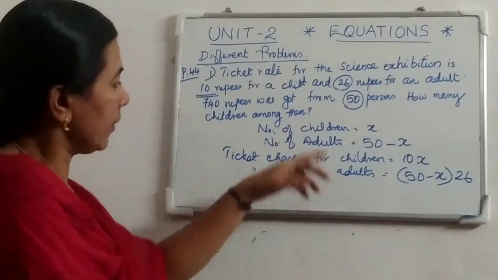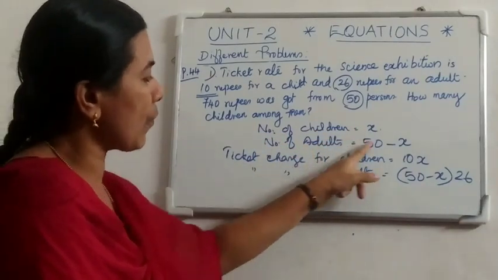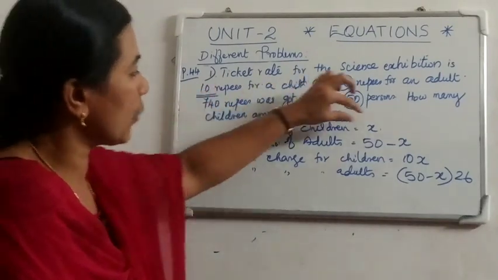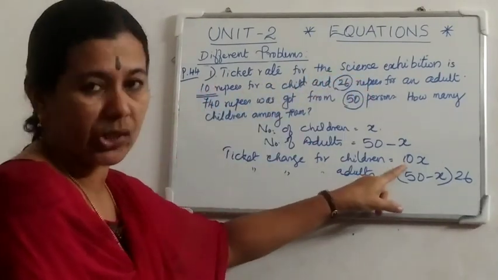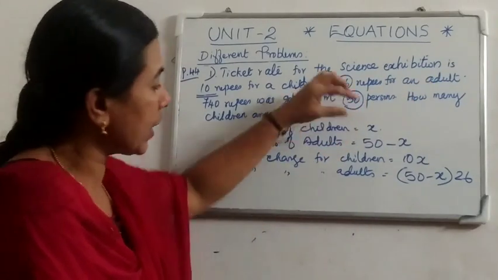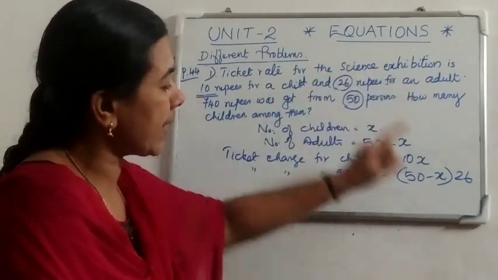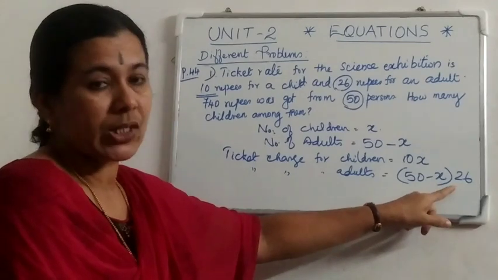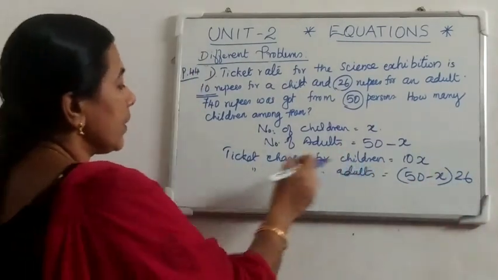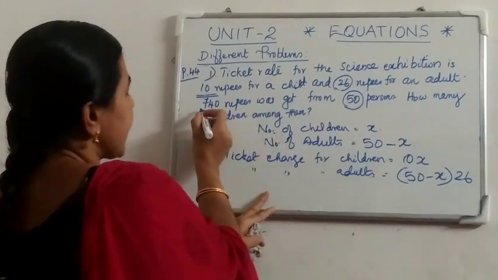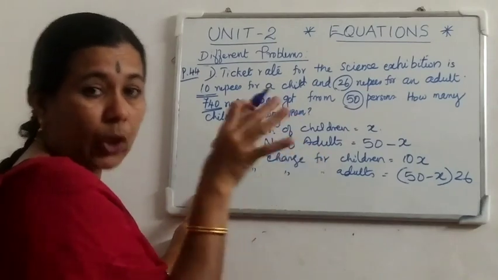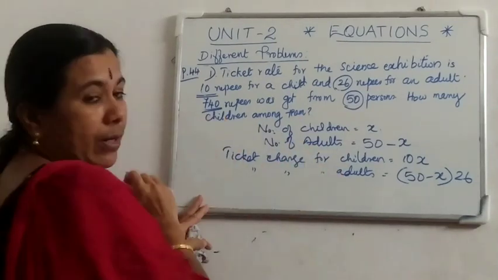Got the idea? Number of children x, number of adults 50 minus x. Ticket charge for a child is 10, therefore x children ticket charge is 10x. For an adult 26 rupees, therefore 50 minus x adults ticket charge is 50 minus x into 26. The total ticket charge got as 740, for both the children and adults.